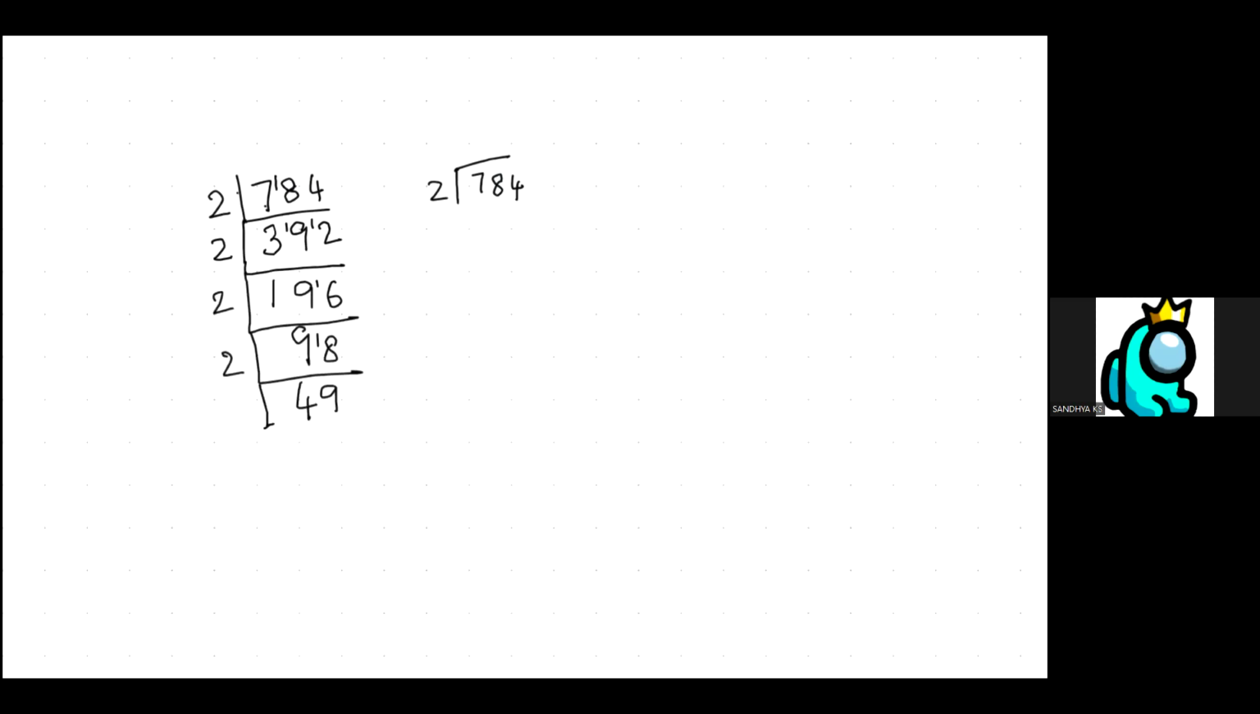It is not an even number, right? And also 49 is ending with 9, so we can check whether it is divisible by 3. 4 plus 9, 13. 13 is not divisible by 3. But we know 7 sevens are 49, right? So 7 is the lowest prime number which divides 49. So our answer will be what? 784 we can write as 2 multiplied by 2 multiplied by 2 multiplied by 2 into 7 into 7.